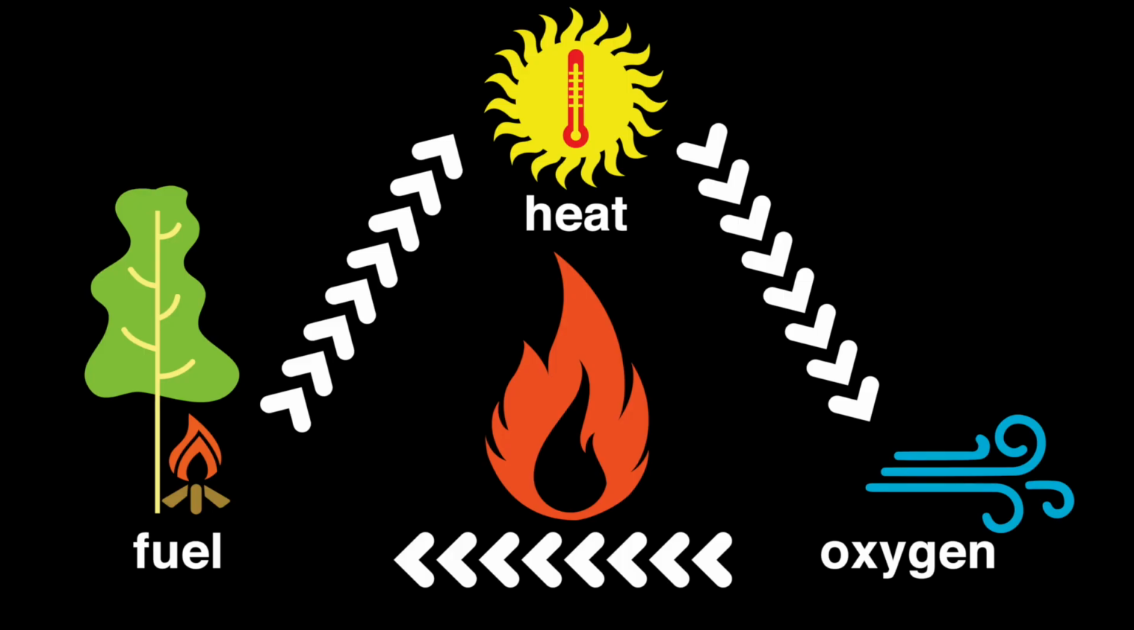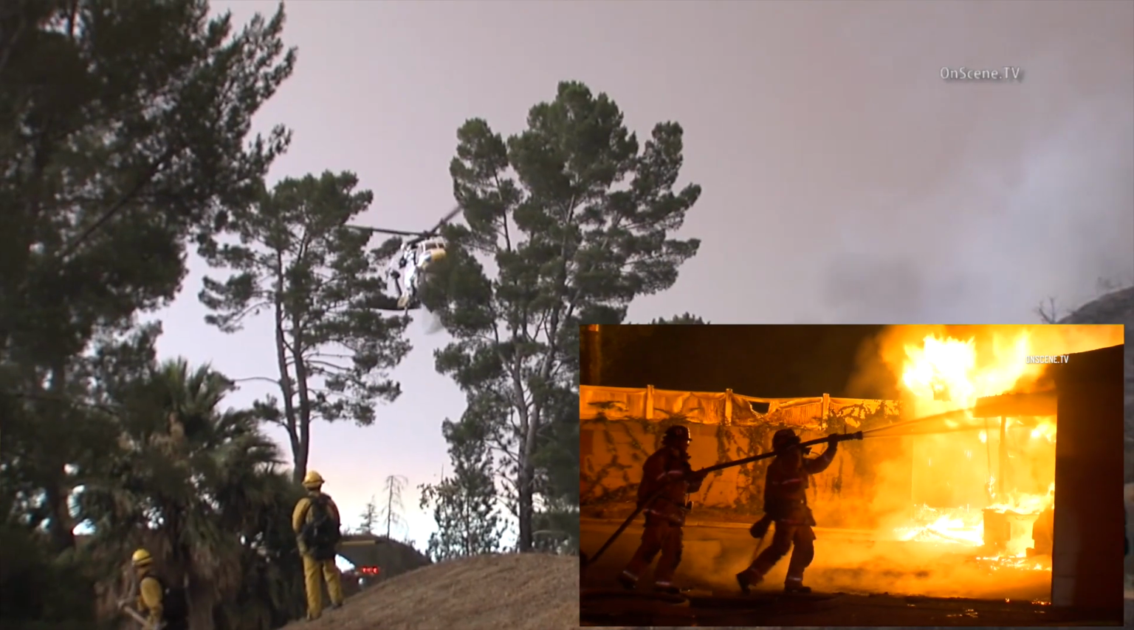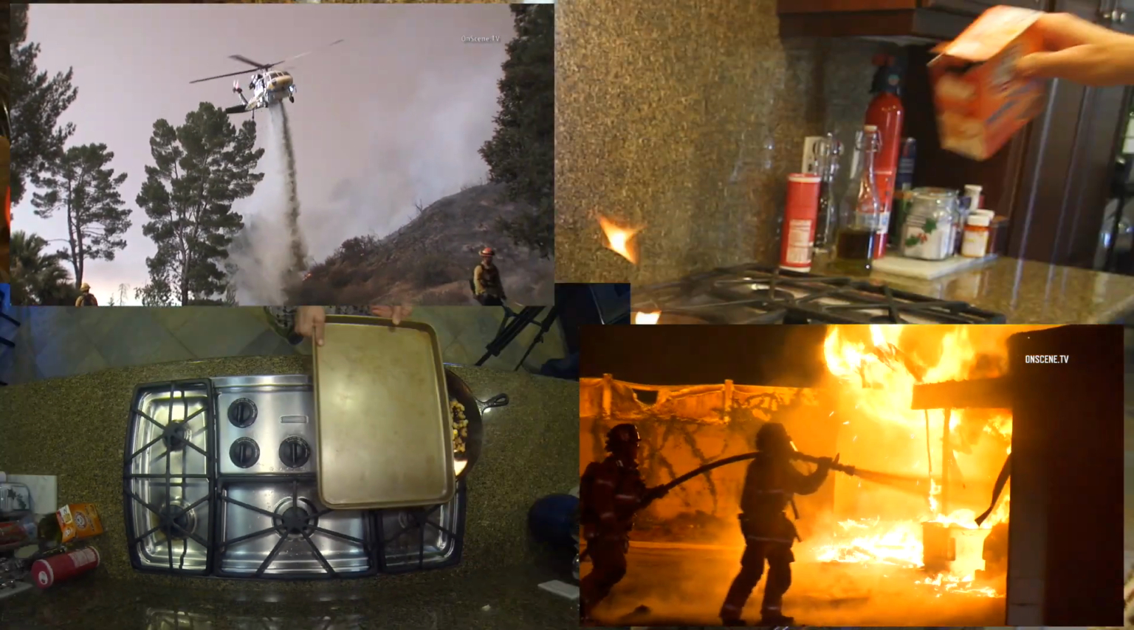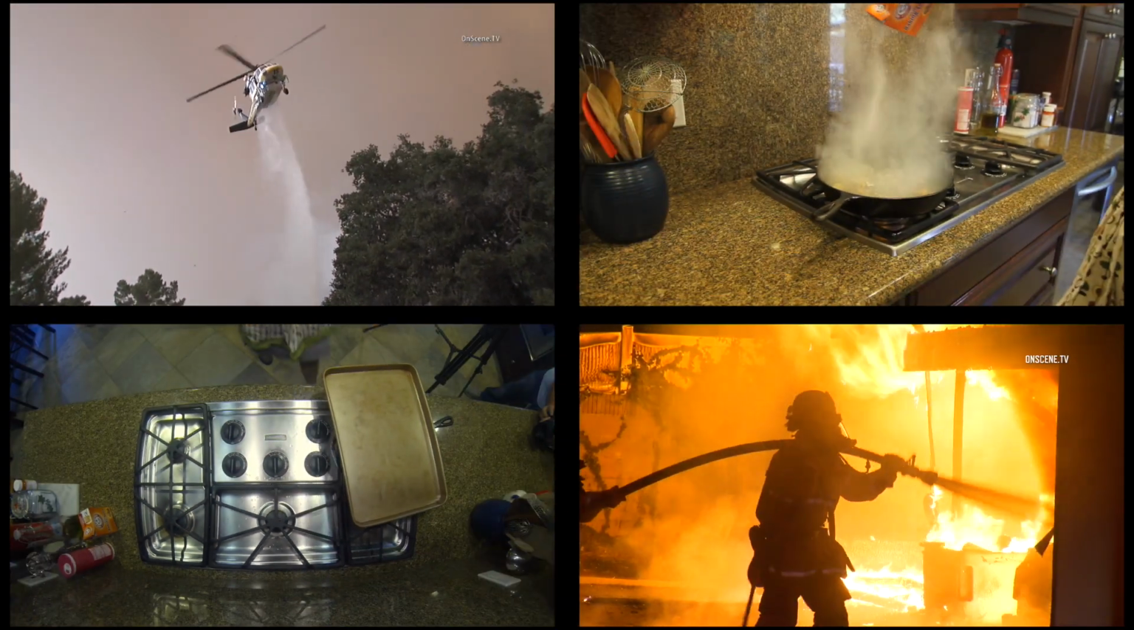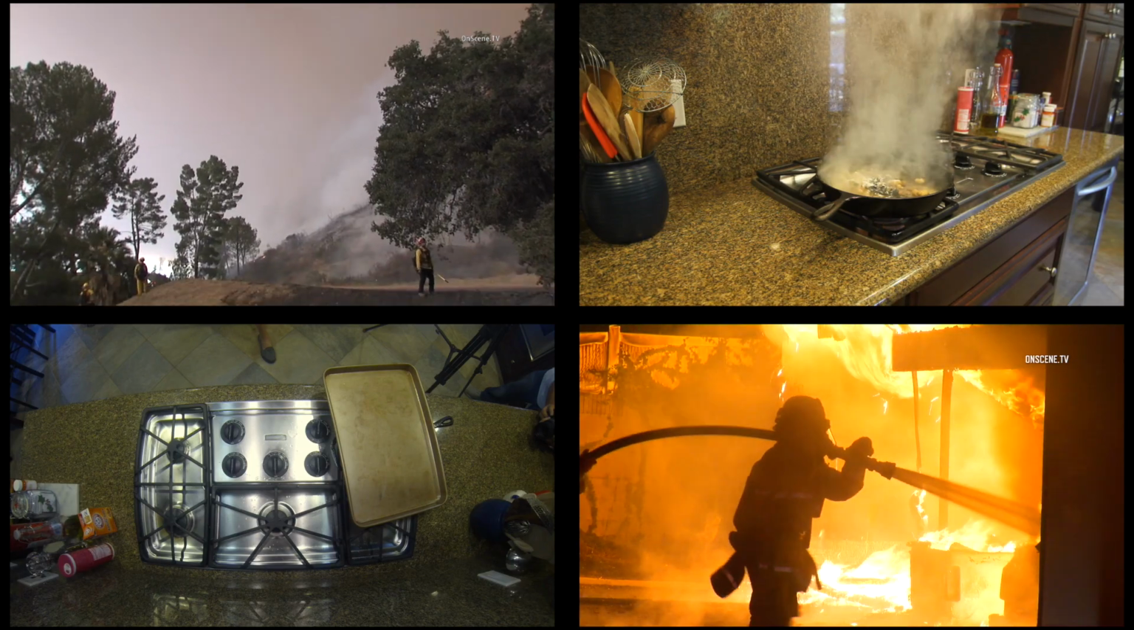So remember, the fire triangle is made up of 3 elements: fuel, heat, and oxygen. Remove any one of them, and fire can no longer burn.